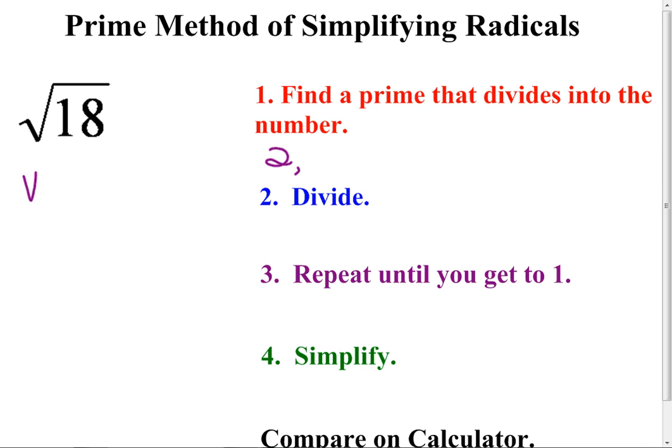Well, 18 is what? 18 is 9 times 2. And there's properties of these radicals, which we kind of skip, but I can rewrite this as the square root of 9 times the square root of 2. This is the way I used to teach it, but I'm going to show you a nicer way, I think.